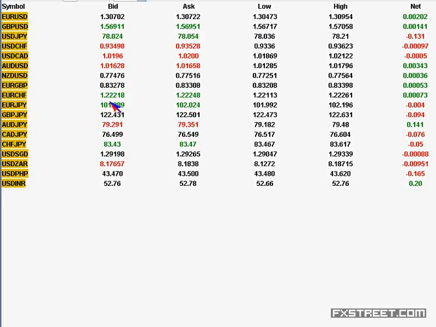Then Euro CHF, it is hovering around that of 1.22 area, 1.2221, 1.2224 are the current levels, 1.2211 is the low, 1.2226 is the high. 7 pips positive net change is seen.